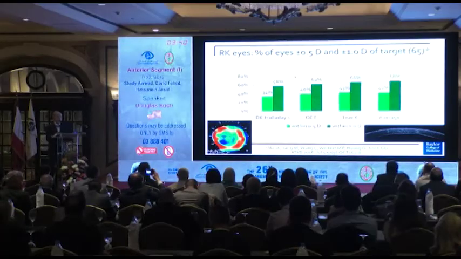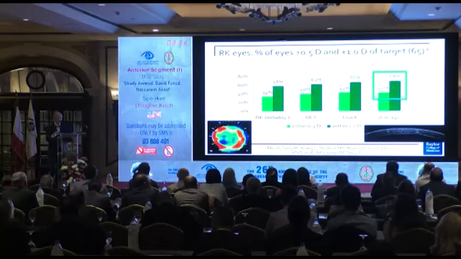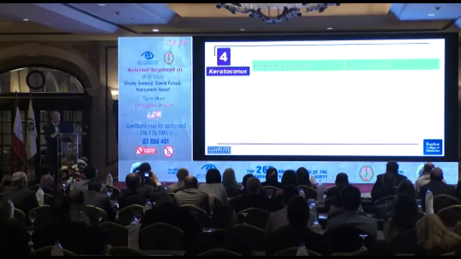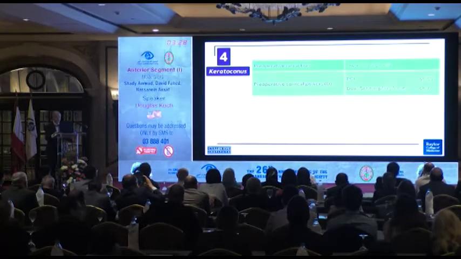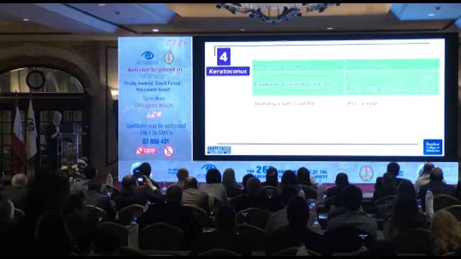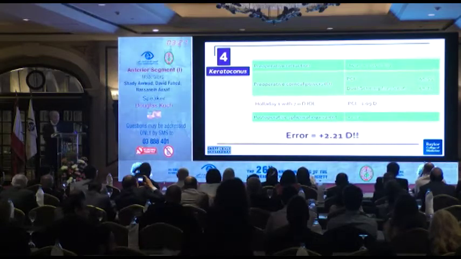And if you have radial keratotomy, I'm not sure if much was done here in Lebanon, these results are horrible, 34% plus or minus a half, and really a terrible operation, as it turns out. The final case is keratoconus, this patient, highly myopic with astigmatism, steep K's on the front. The prediction was minus one, and the patient ended up plus one with an error of 2.21.